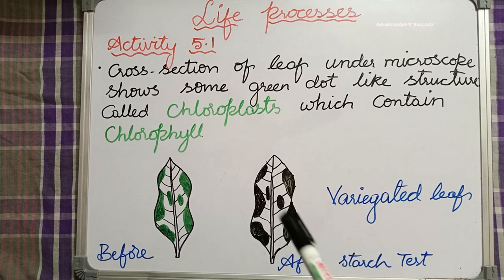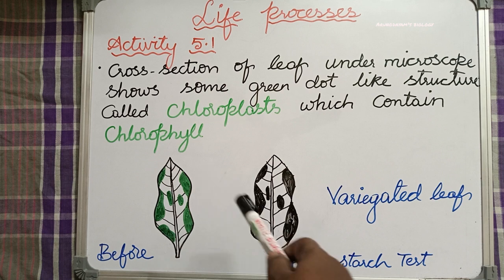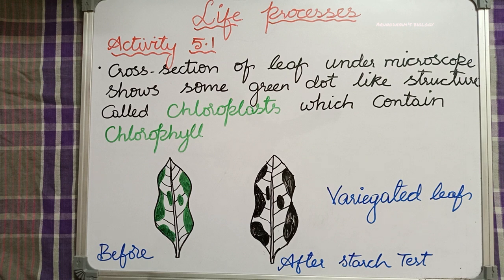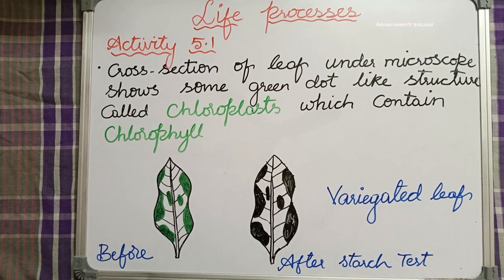After 6 hours, we plucked one of the leaves from the plant and traced the green color areas on a white paper. Then after, we dipped the leaf in boiling water for few minutes and then into a beaker containing alcohol, and we transferred the beaker into a water bath and boiled it for few minutes.